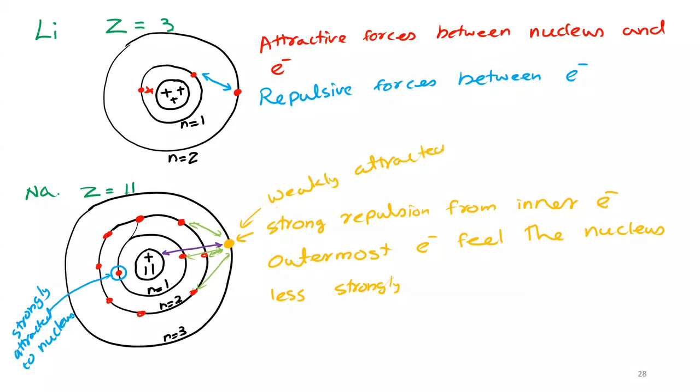We actually don't use the word weakly. We instead say less strongly, comparatively less attraction. So now you see, in addition to the attractive forces, as we keep on adding more and more electrons, there are some internal repulsions. Now, if you want to visualize this on a bigger scale, think of it like this.